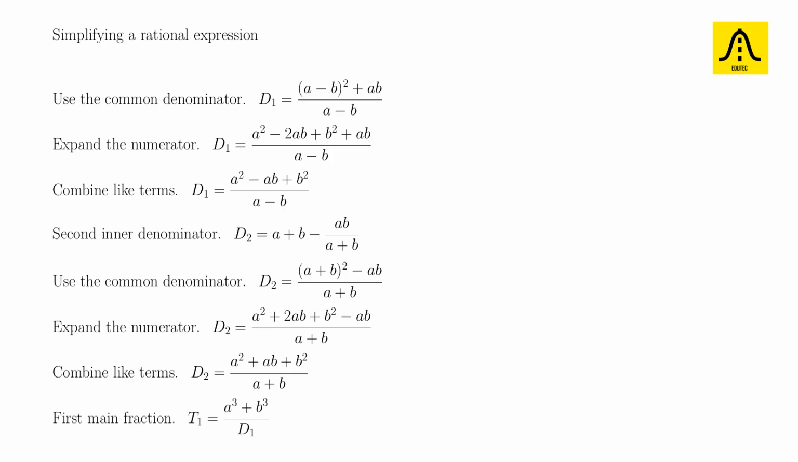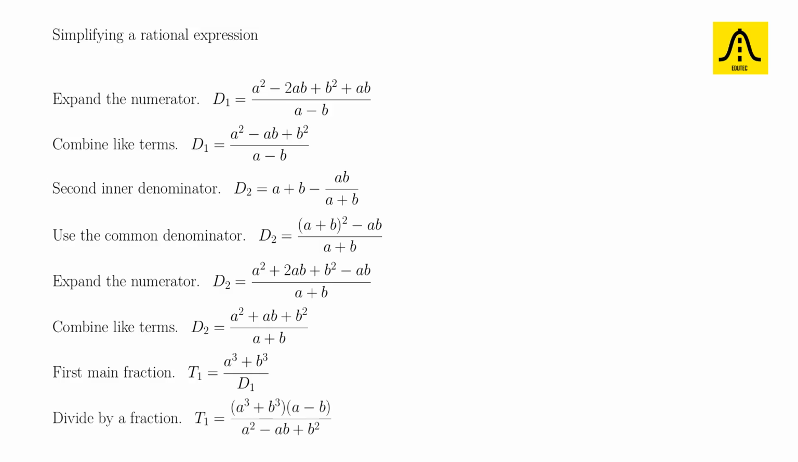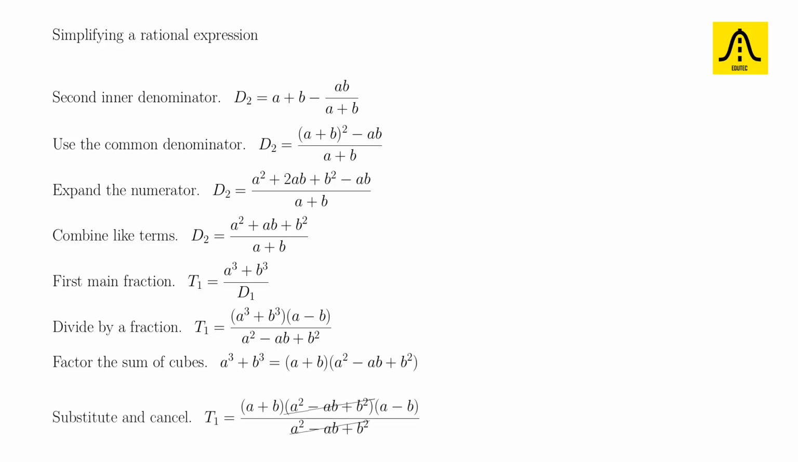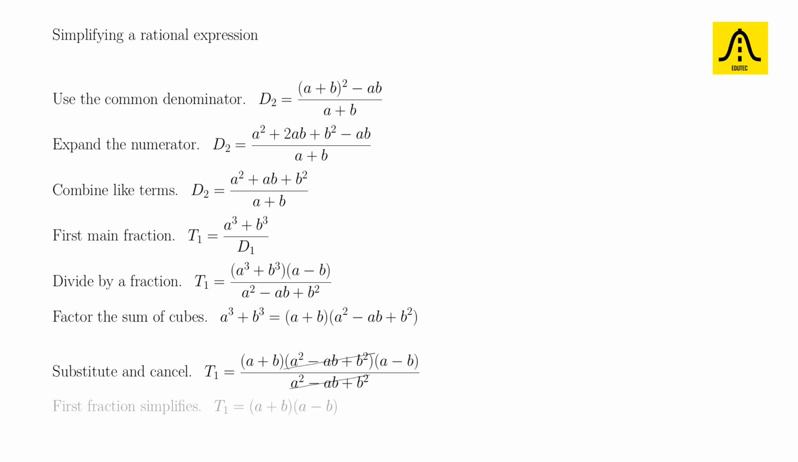Now simplify the first large fraction. Dividing by d1 means multiplying by its reciprocal. Factor the sum of cubes using the standard identity. We may cancel this factor only while remembering it cannot be 0. So the first large fraction becomes this product.